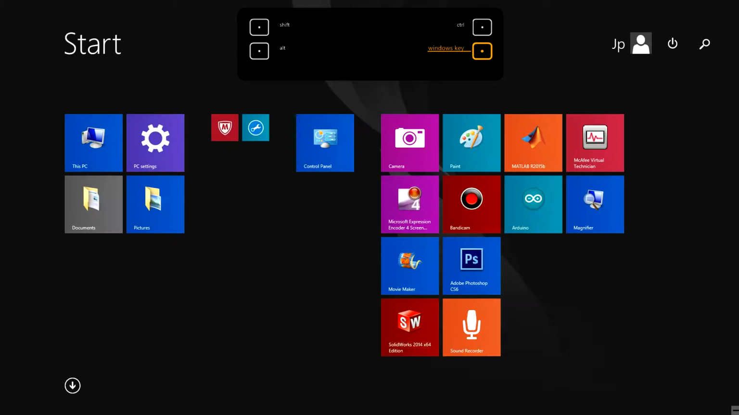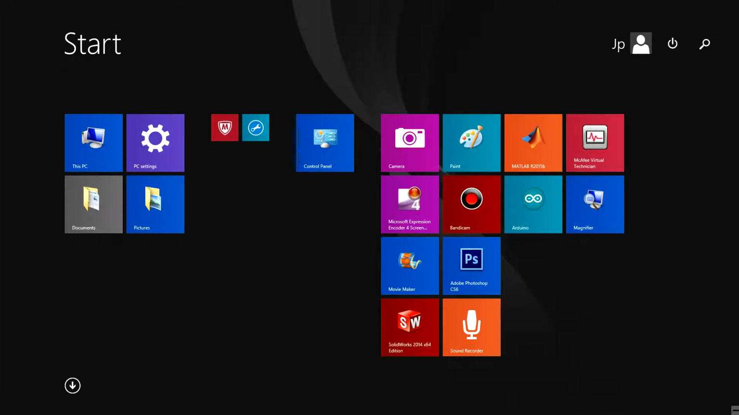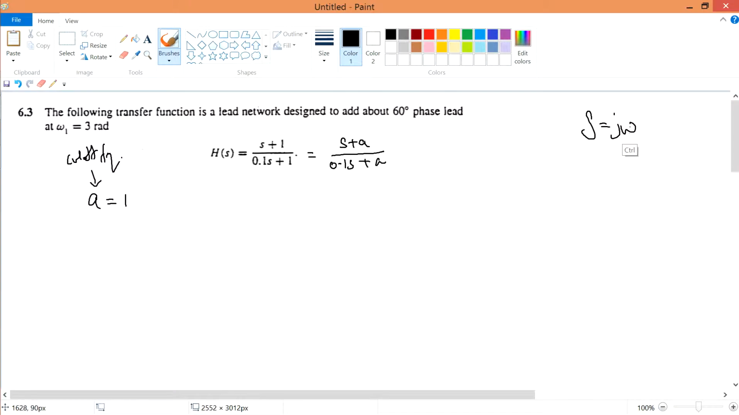Since we also know that S is equal to J omega, maybe I should write it as capital omega because we are dealing with analog. I'm going to use the analog to prove to you what transfer function this will be. Therefore, this will be J omega plus A over 0.1 omega plus A.